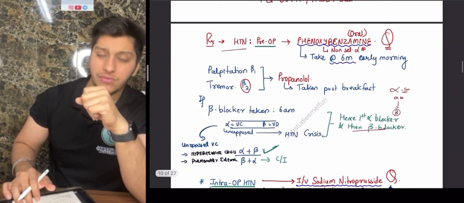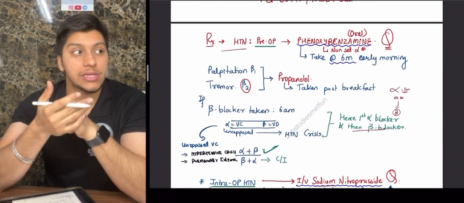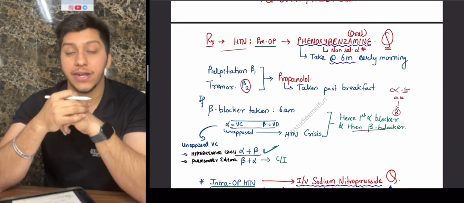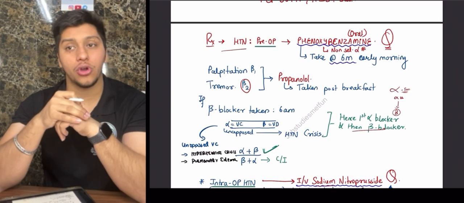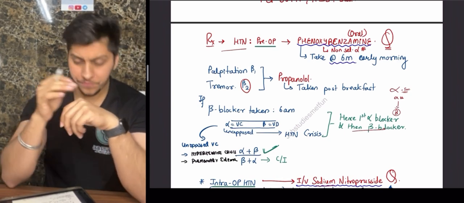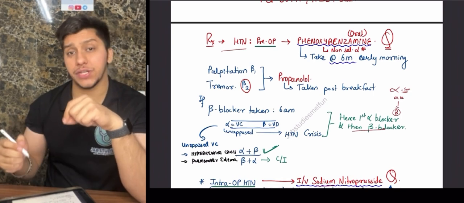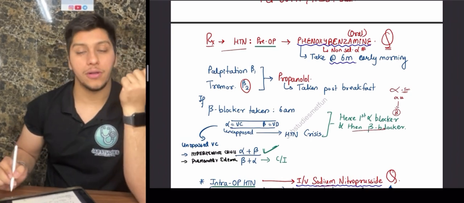So the main thing which we need to treat over here in pheochromocytoma is hypertension, to prevent any hypertensive crisis or urgency, right? So what you have to do is, for the hypertension, we are going to give a non-selective alpha blocker that is known as phenoxybenzamine. Phenoxybenzamine. For the tremors and the palpitation which are acting by the beta receptor, we are going to give a beta blocker, that is propranolol.